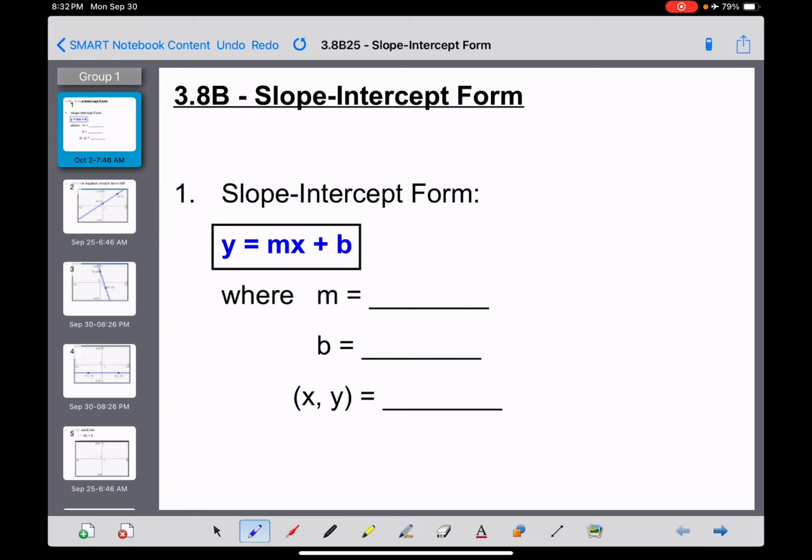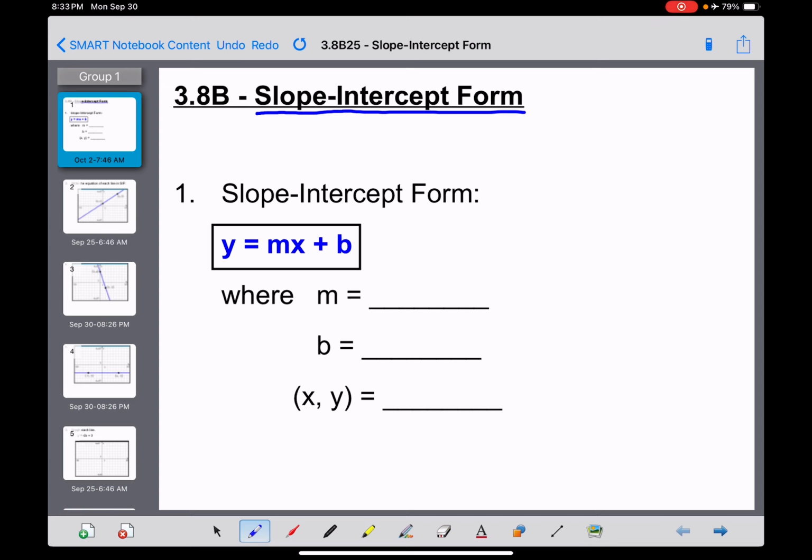Okay, geometry, into what we're calling part B of section 3.8. So in 3.8a, we talked all about how to find the slope of a line, and now we're getting into the first of really two, kind of three, forms of linear equations we're going to deal with. In this section, we're just talking about slope-intercept form, which hopefully you remember at least a little bit of from last year in Algebra 1.